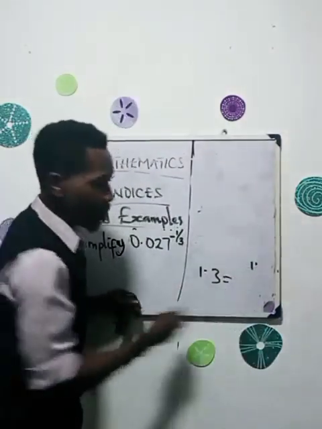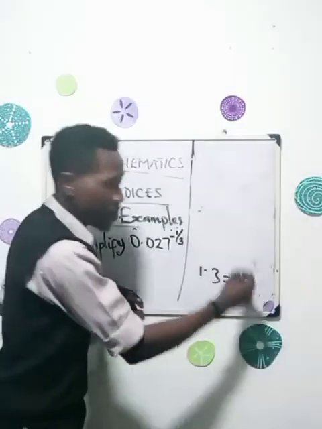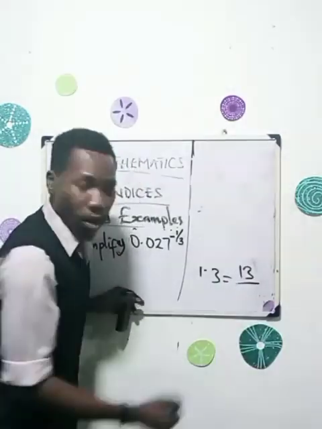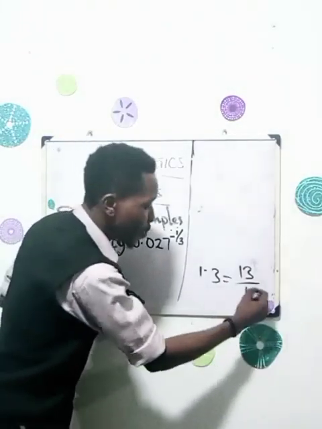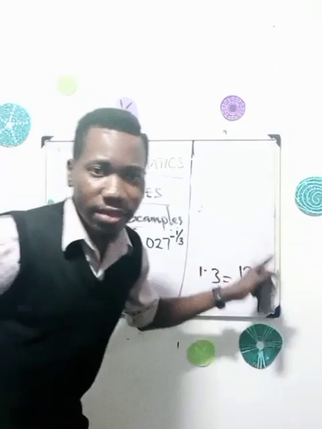1.3 now. So 1.3 will be what? Remove the decimal point, you have 13. So 13 over what? One decimal place and you have what? 10. So 1.3 is 13 over 10.